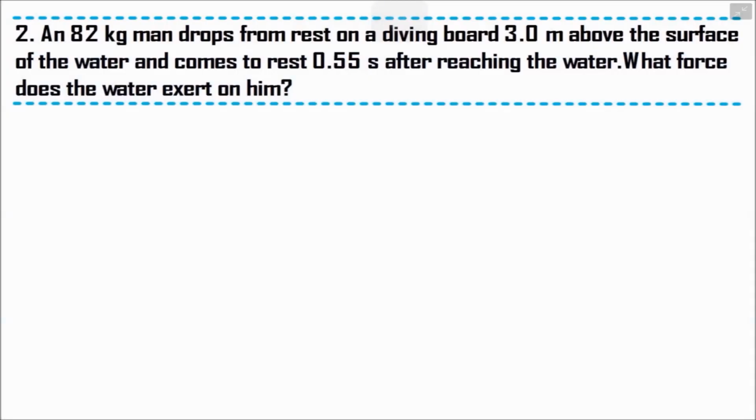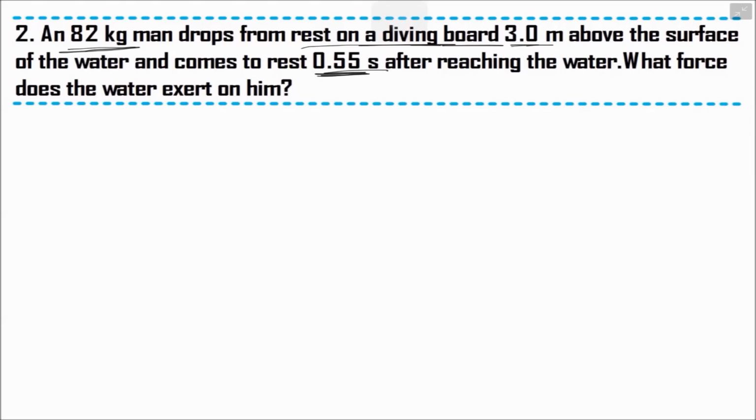In this question it says an 82 kilogram man dropped from rest on a diving board 3 meters above the surface of water, and he comes to rest 0.55 seconds after reaching the water. What force does the water exert on him?